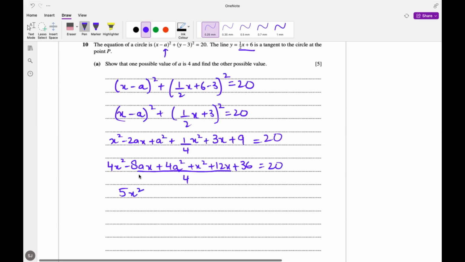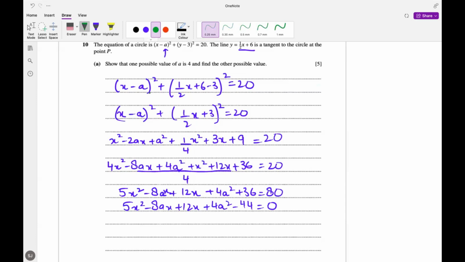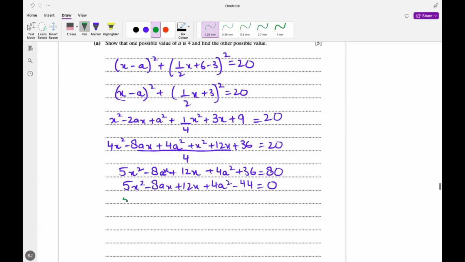We'll make it so the terms in x are minus 8ax and plus 12x, and the constant term is 4a squared plus 36 equals 80. Bringing the 80 to the left hand side, we get 5x squared minus 8ax plus 12x plus 4a squared, and 36 minus 80 is negative 44, equals 0. Now, as we have simplified the expression, we can first take x common over here. So if we take x common, this becomes 5x squared plus (12 minus 8a)x plus 4a squared minus 44.